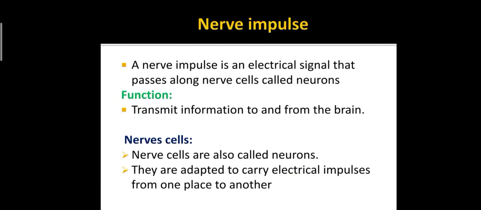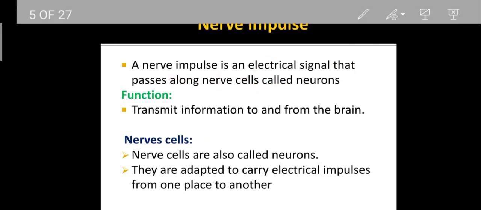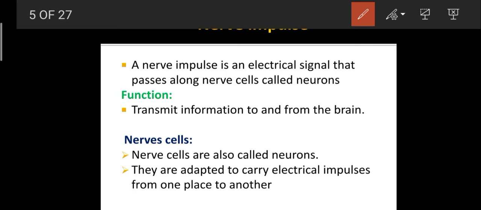What is a nerve impulse? A nerve impulse is an electrical signal that passes along nerve cells called neurons. So a nerve impulse is a type of electric signal, and this electric signal passes along the nerve cells, which are known as neurons. What are the functions of nerve impulses? Their function is to transmit information to and from the brain.